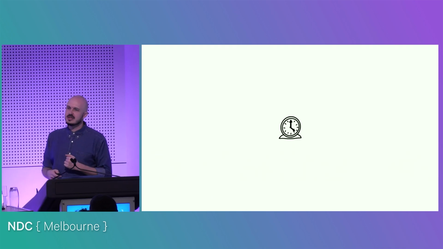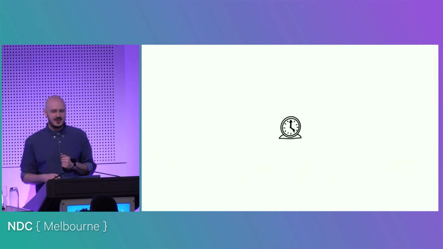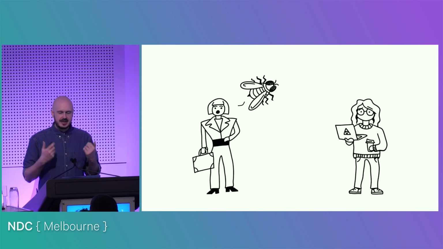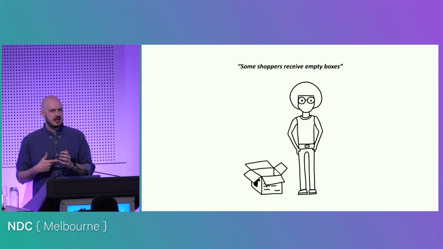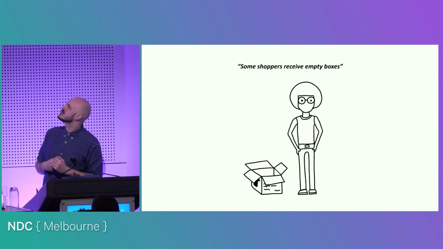And I'm sure you know these things come in threes. There was bound to be a third bug, wasn't there? Okay, third bug. What's this one? Some shoppers receive empty boxes. Now, that one is special.